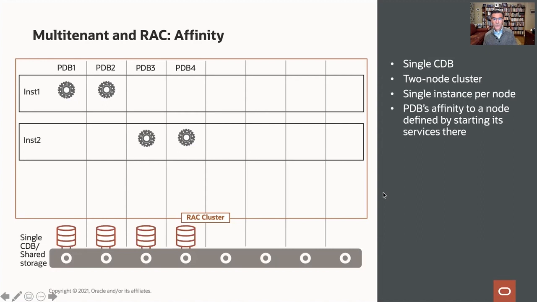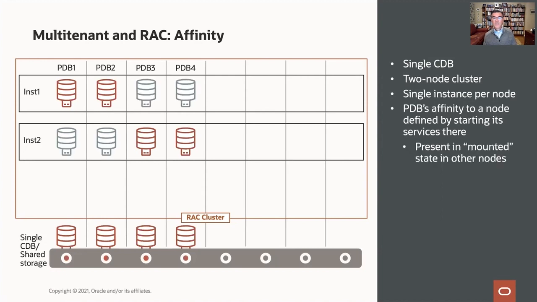Technically, the affinity of a PDB to a database instance in the RAC cluster is defined by opening the services of the PDB in that instance. But what about the other nodes? Basically, each PDB is visible in every node of the cluster. However, in nodes in which it is not open, it will be in mounted state, which is about as closed as you can get. And with this configuration, we've got a pretty nicely balanced cluster.